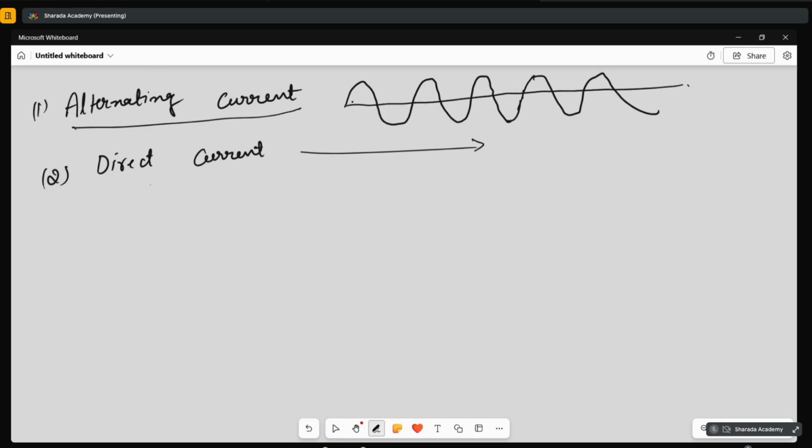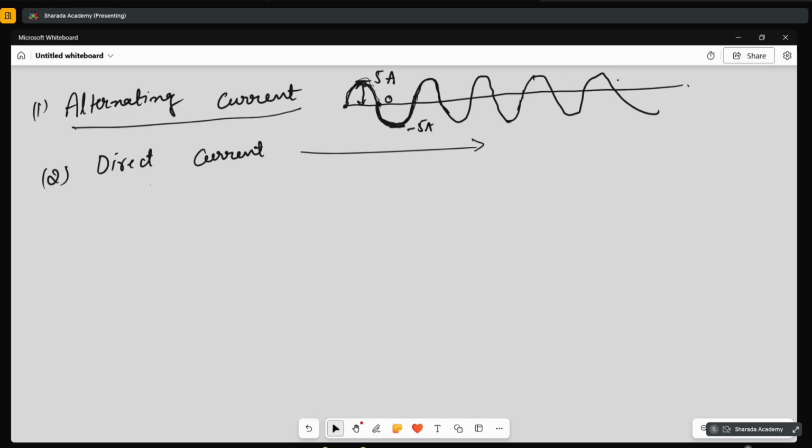So this is the positive cycle here. From the zero, again, it is changing its direction. See, this is the positive direction. That means, think maximum current is 5 amps. So from zero, it increases to 5 amps. Then from 5 amps, it decreases to 0. From there it changes its direction. So here we call it minus 5 amps. Then it again comes to 0. It goes on like this.